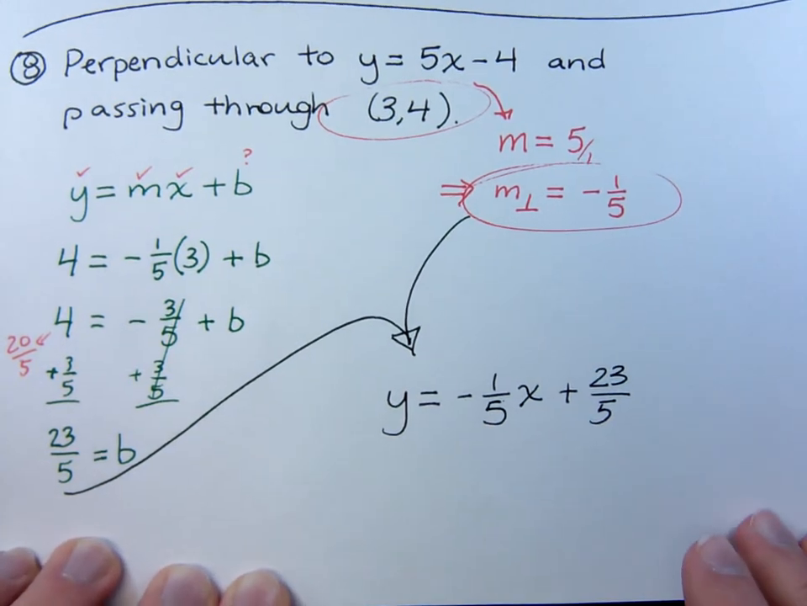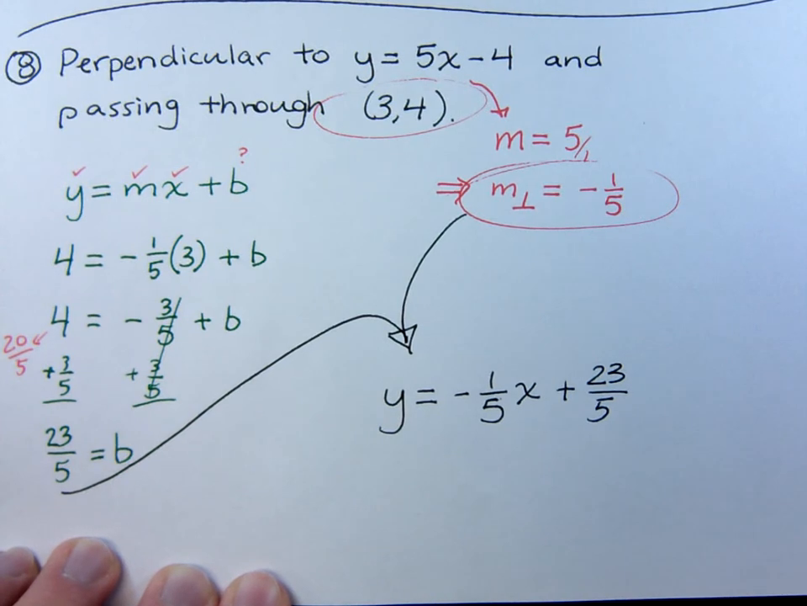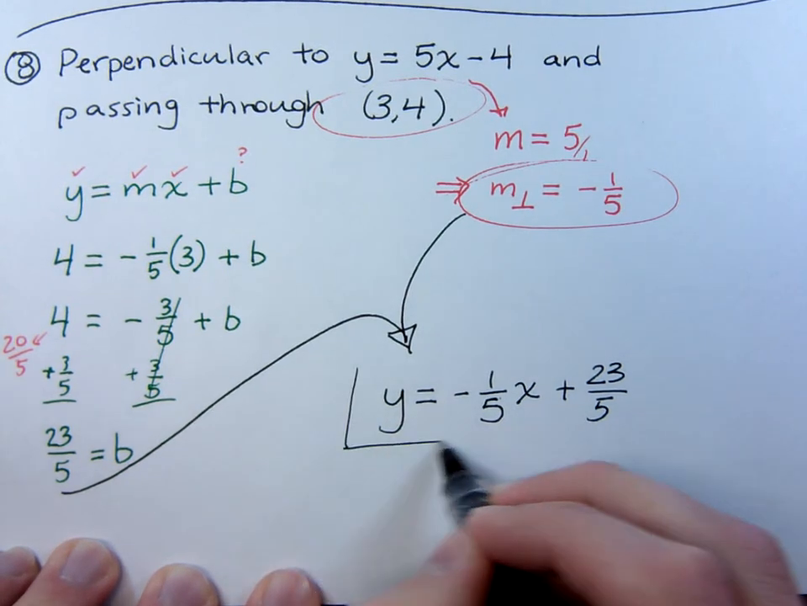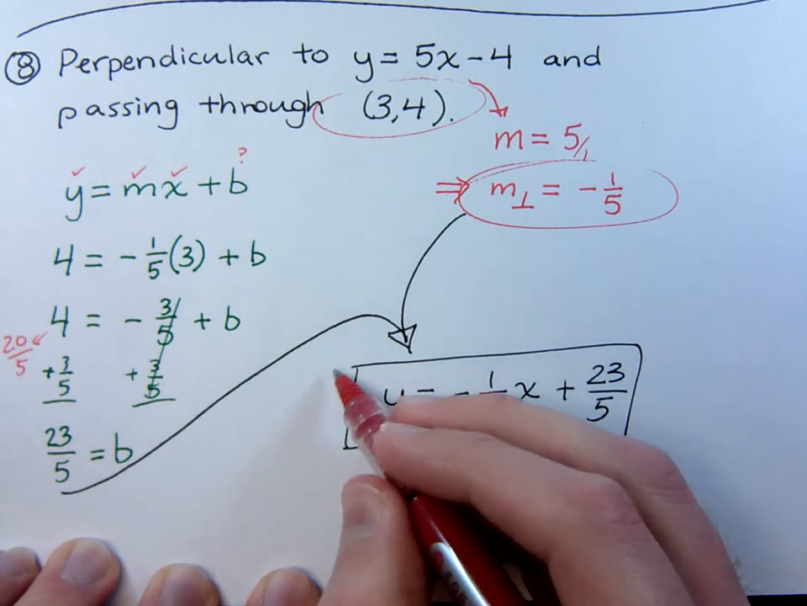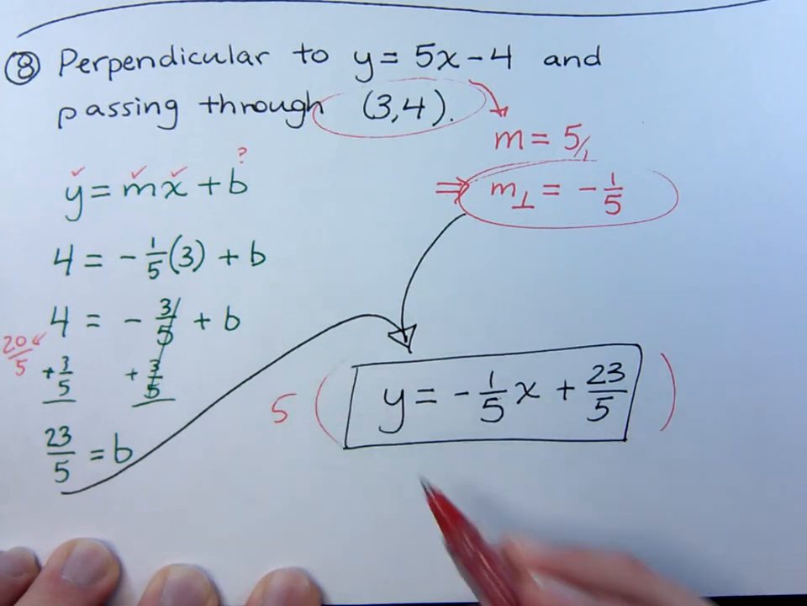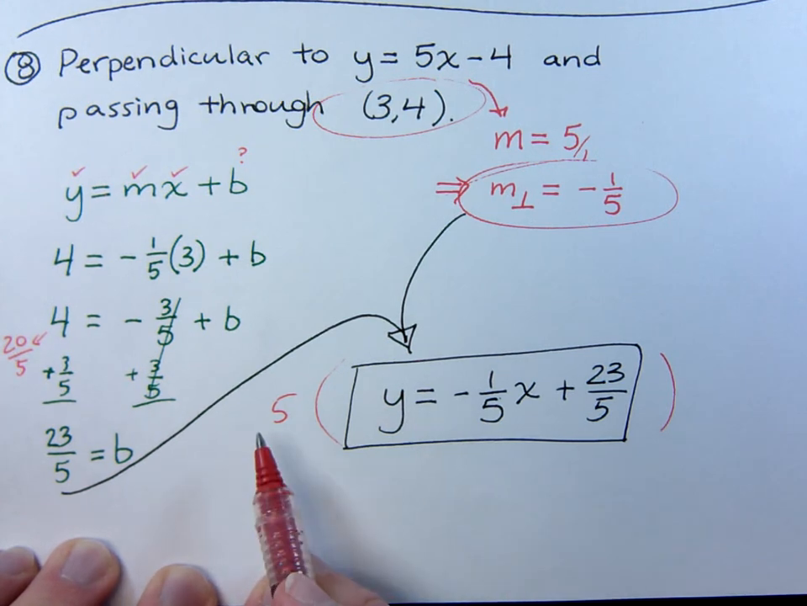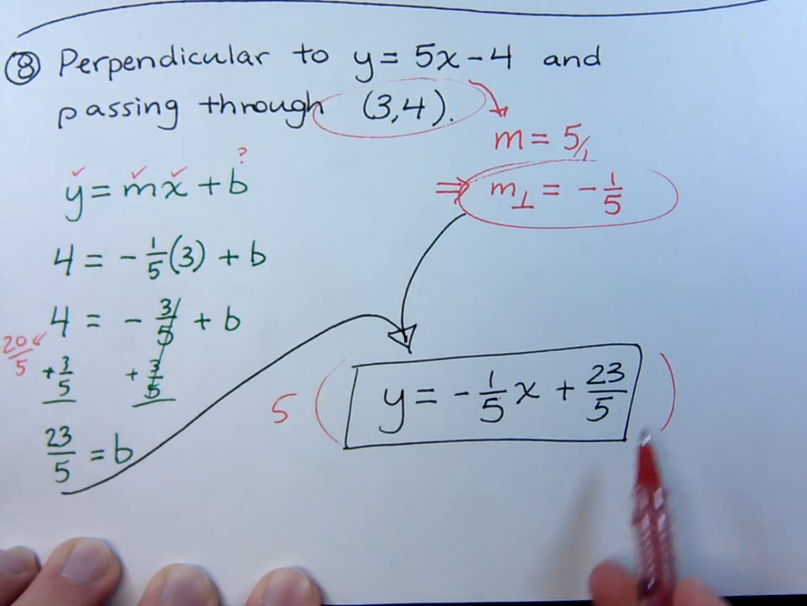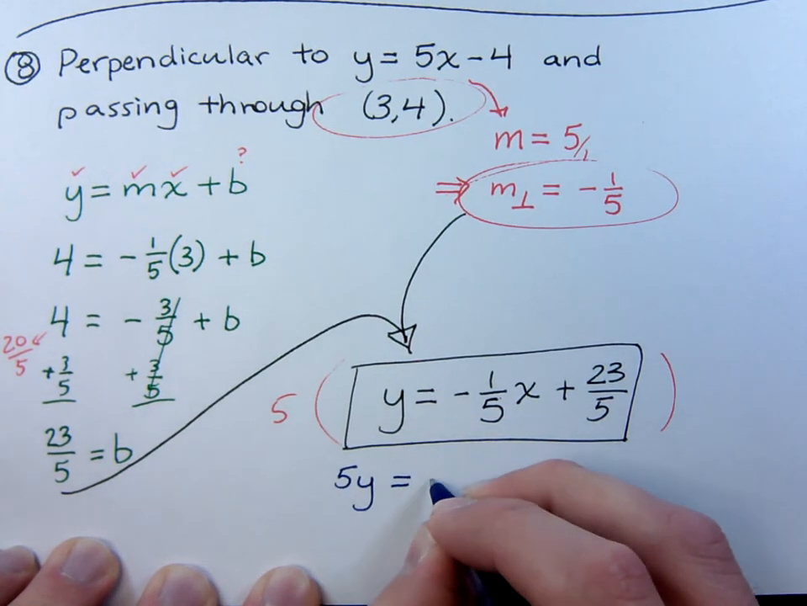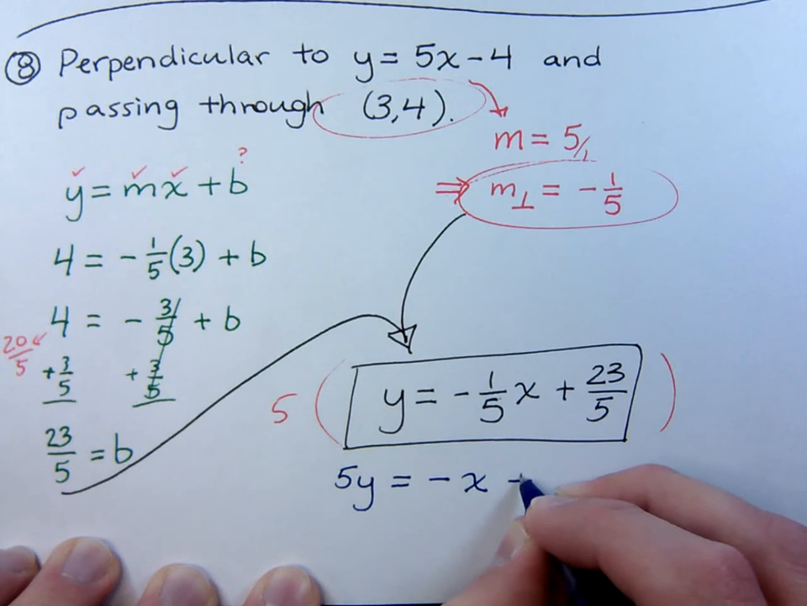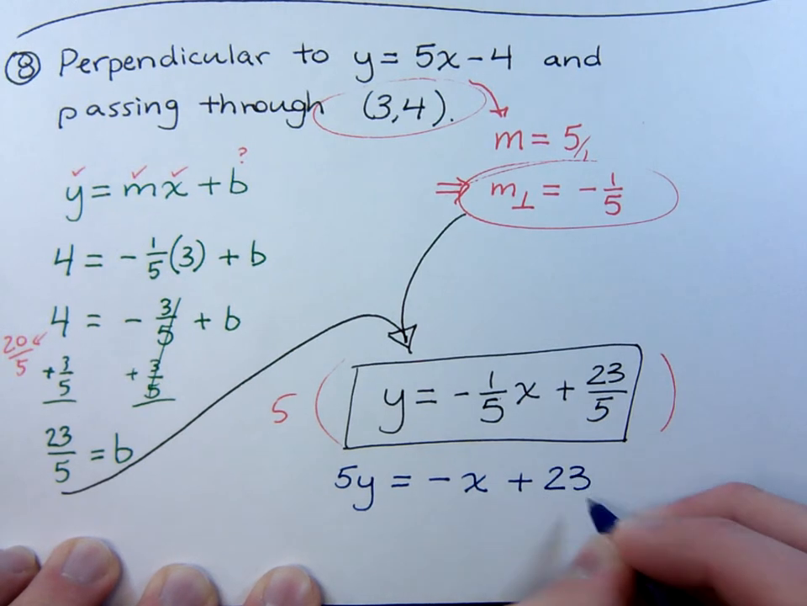It's pretty simple. What you'd want to do first is to clear your fractions. Now I'm not saying this is wrong, what I have here. I'm just saying you can write this in standard form. To clear fractions, multiply everything times 5. Okay, this is a cheap way of doing it. This is part of the multiplication property. What you do to one side, you do to the other side. So if I multiply everything here times 5, I end up with 5y equals negative x plus 23.